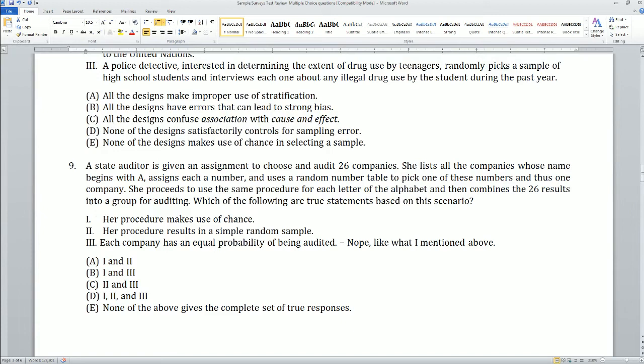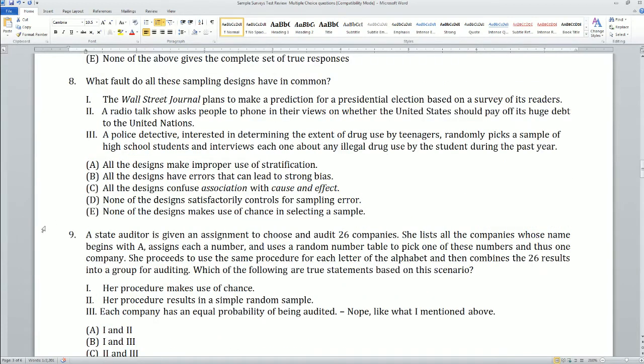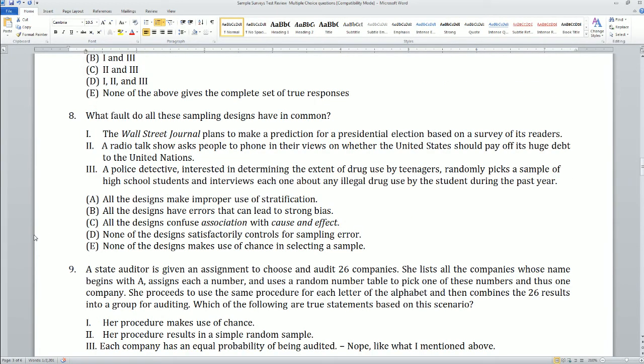A. Did all the designs make improper use of stratification? B. All the designs had errors that could make teachers miss. C. All the designs association with cause and effect. D. None of the designs satisfactorily controls for sampling error. E. None of the designs make use of chance in sampling and selecting new samples.